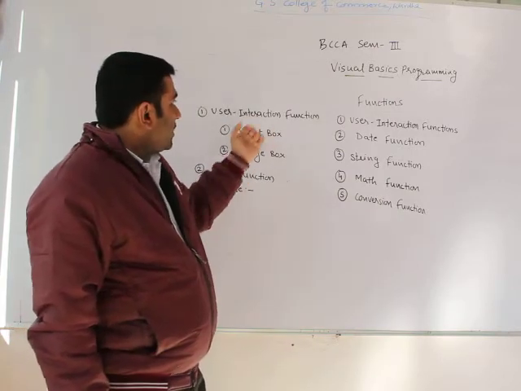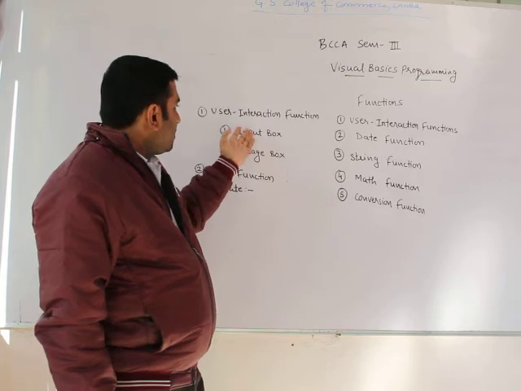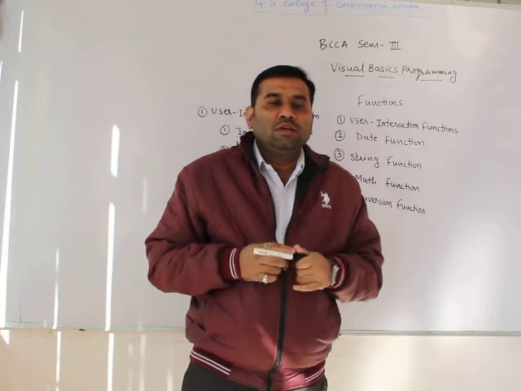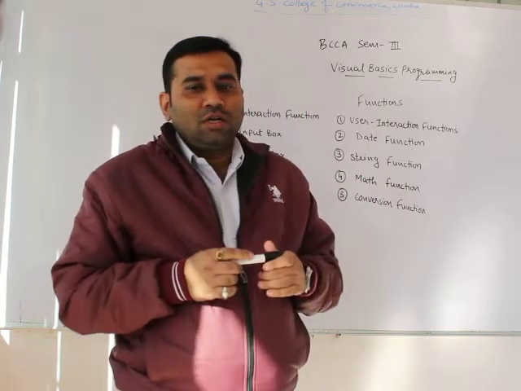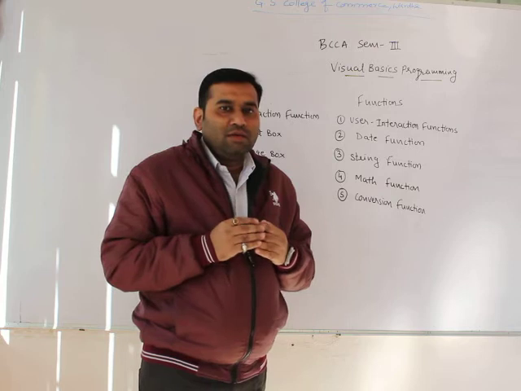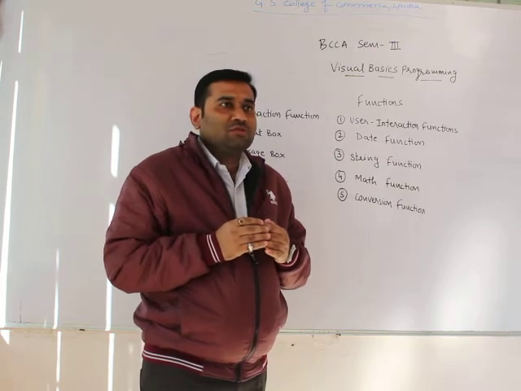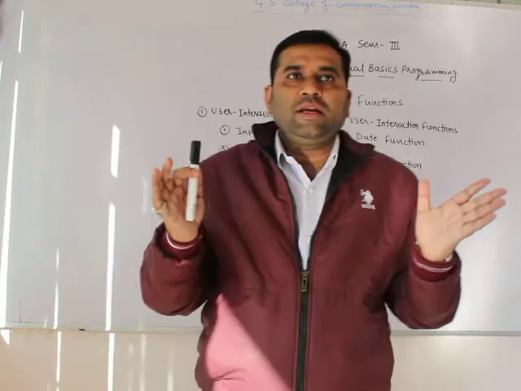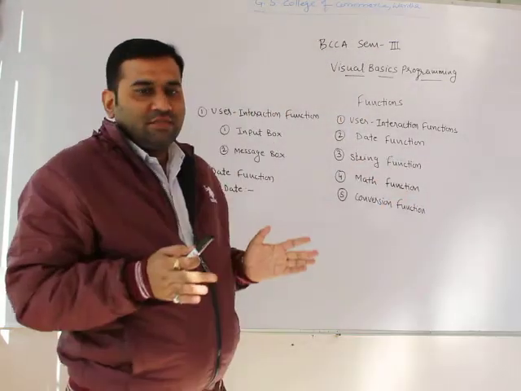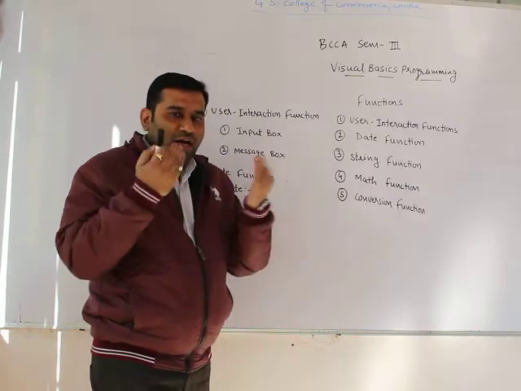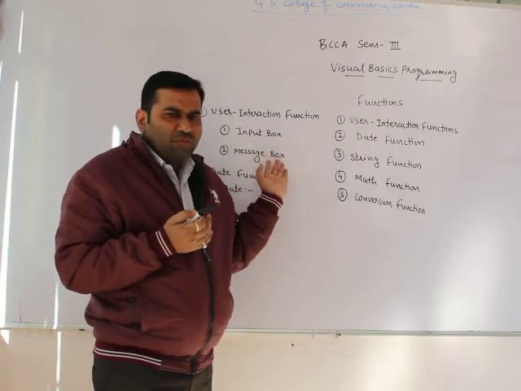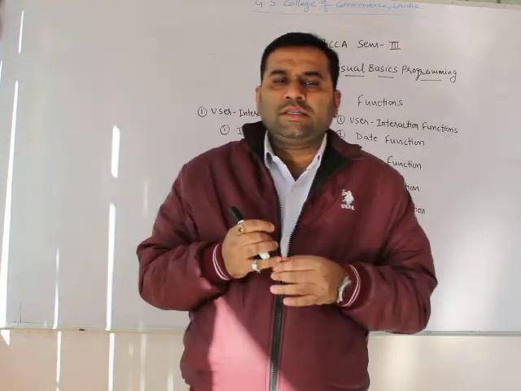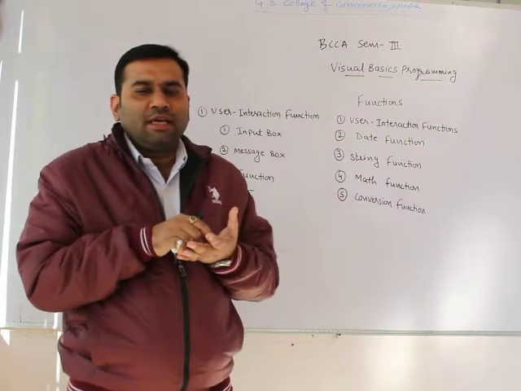First is user interaction function. In the last lecture, we started the user interaction function. There are two types of user interaction function. Visual Basic can interact with the user with the input box and the message box, and the message box is also called the MsgBox. These functions display dialog boxes that can display some information and also collect input. The input box function displays a dialog containing a text box and two buttons, OK and Cancel.